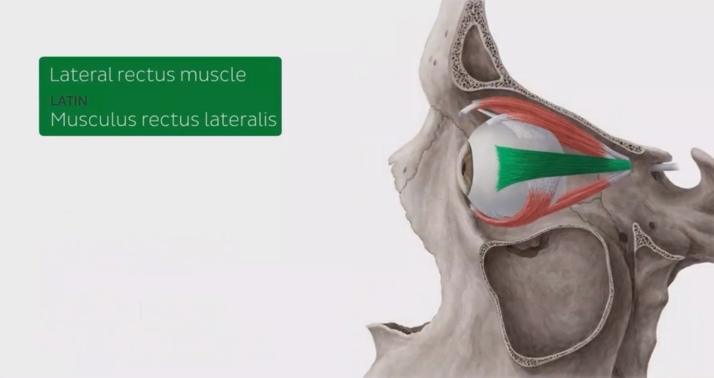The lateral rectus muscle has one function, and that is to move the eye from a neutral position away from the nose in a lateral outward direction. This movement is called abduction.